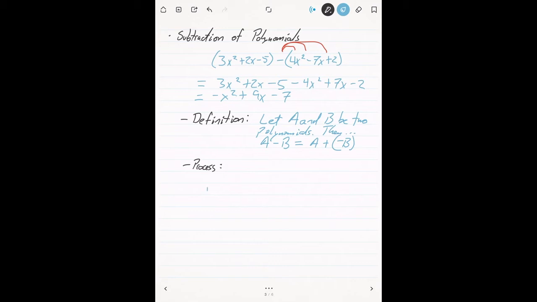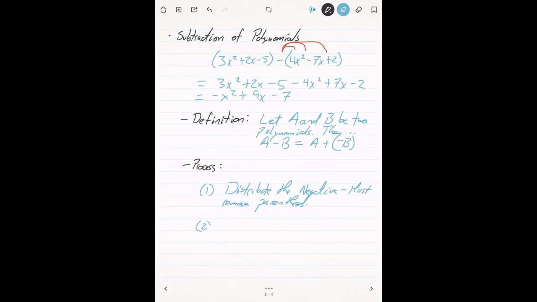So let's go ahead and write this process down. Step 1, very important: distribute the negative. We have to get rid of parentheses. We must remove parentheses, or clear them by doing distribution.